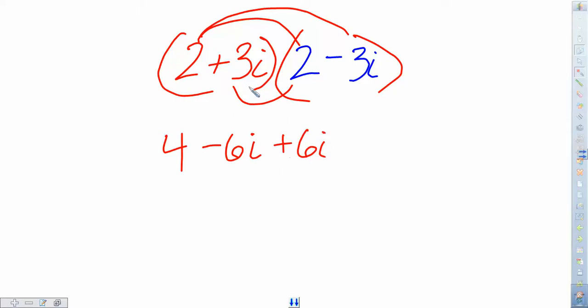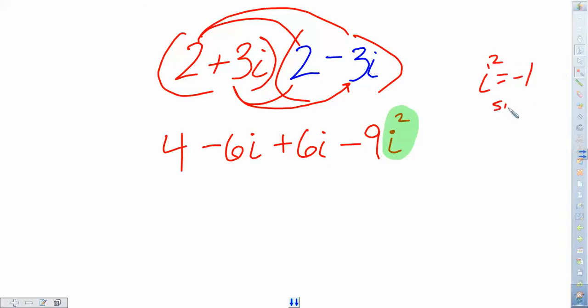Think something's going to happen there? You bet, something's going to happen there. And then last times last, the positive 3 times the negative 3 is going to give you a negative 9. And then the i times the i gave us i squared, right? Now, that i squared, we talked about that quite a bit. Wasn't that i squared always supposed to be equal to a negative 1, which allows us to substitute all those i squareds with a negative 1?